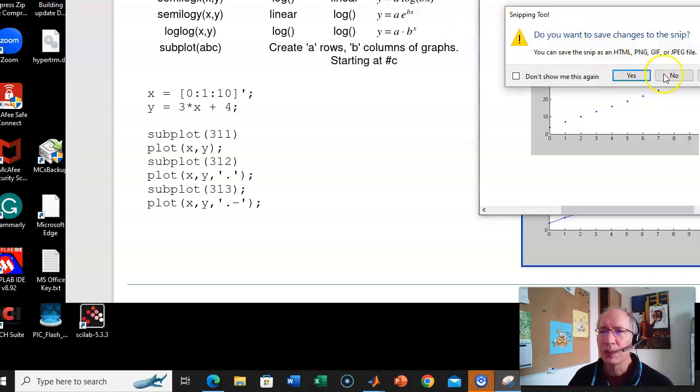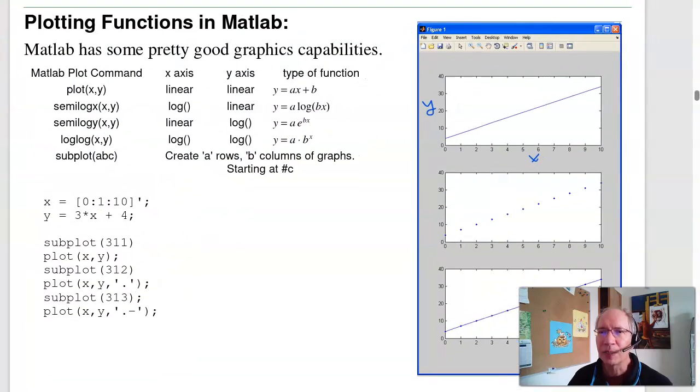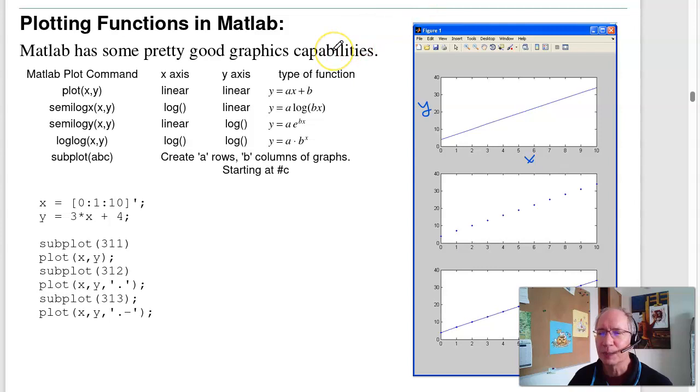So it really isn't necessary to do subplots in this class, but in other classes you might want to get a couple different plots on the same graph. You can do that in MATLAB. And here, for example, if I do subplot 3, 1, 1, that's the 3 by 1 matrix of plots. Here's the first plot, plot x versus y. 3 by 1 matrix, second plot right here. Plot x versus y as a dot. Third plot right here, plot x versus y as a dot plus a line.